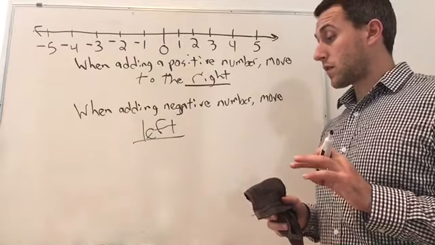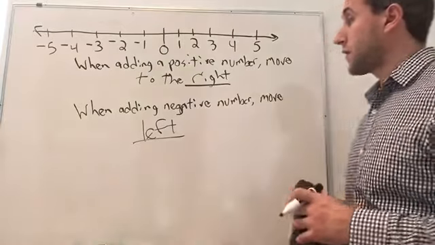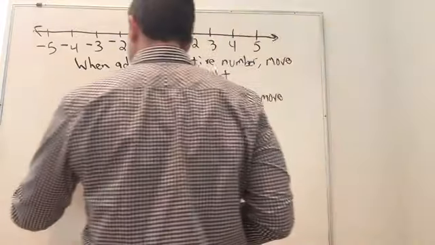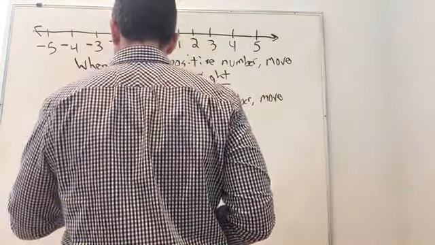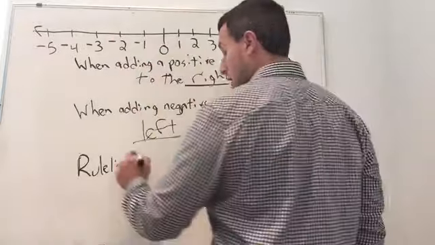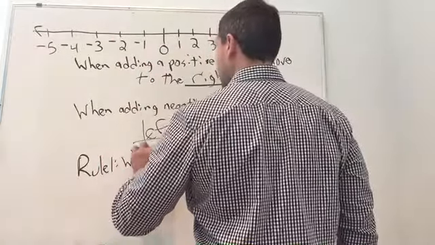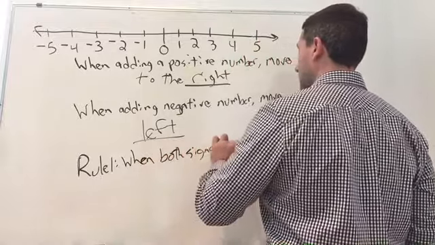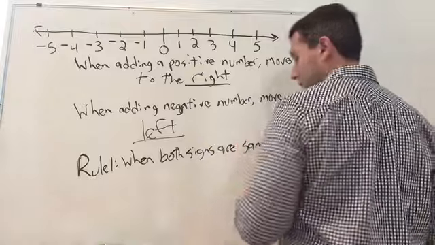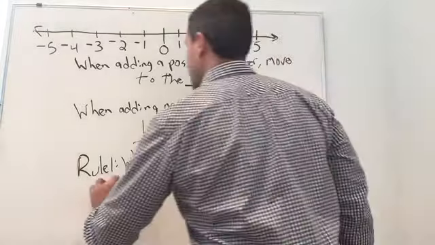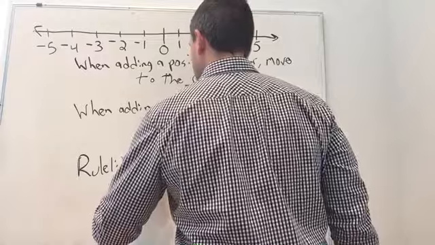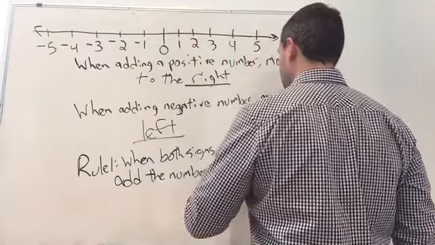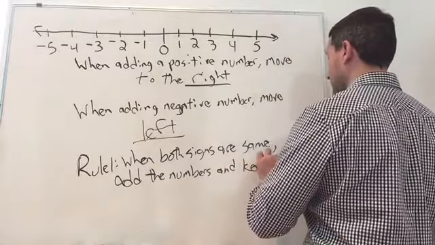Right? So we're going to do this very, very simply. Okay, first rule right here. Rule number 1, when we go to add and subtract, there's 3 rules for adding and subtracting. If both signs are the same, add the numbers and keep that same sign that they have.